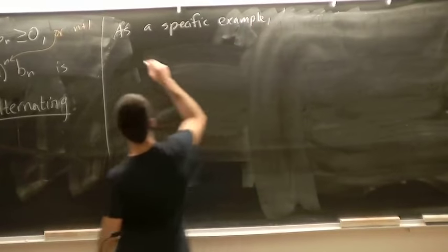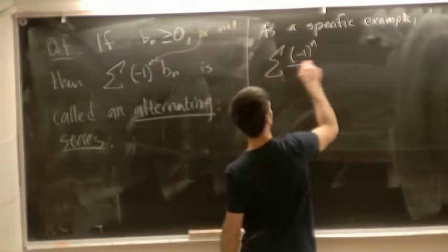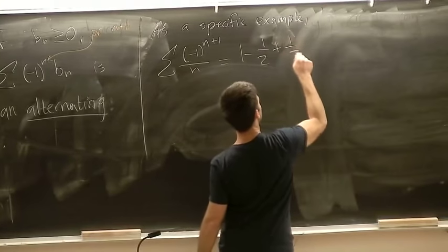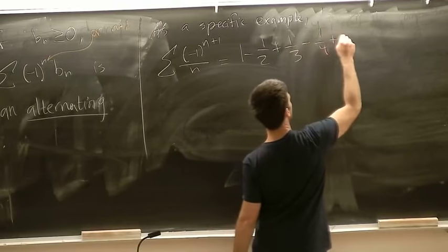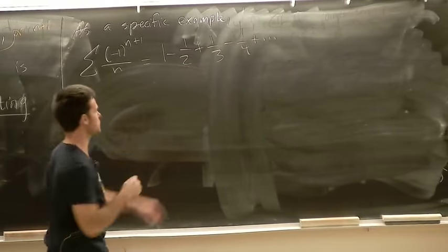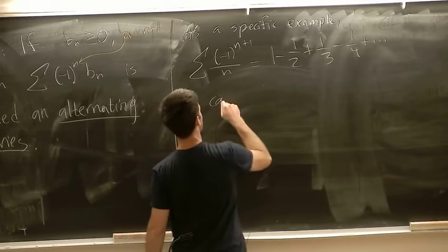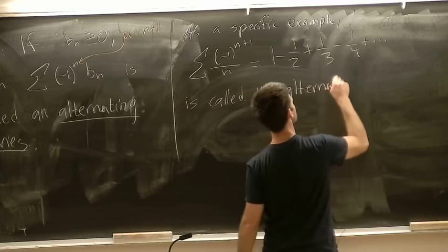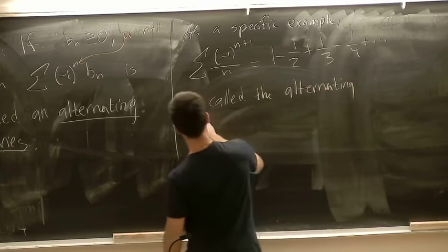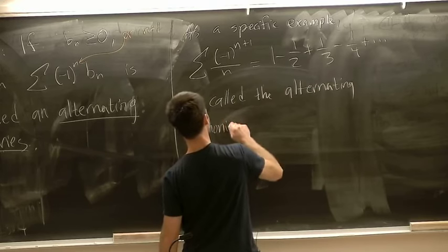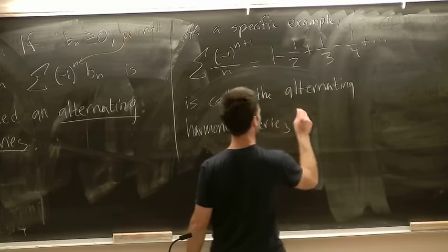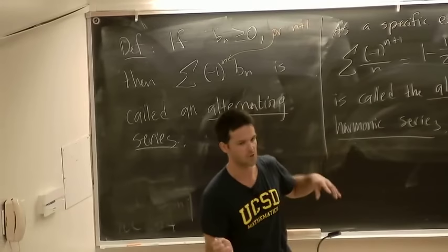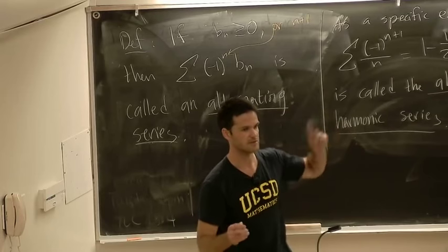As a specific example, the one that I was just doing over there, -1 to the n plus 1 over n, or 1 minus 1/2 plus 1/3 minus 1/4. This one has a special name, which I just told you, but let me write down, is called the alternating harmonic series. It's the same as the harmonic series, except it's alternating, meaning plus, minus, plus, minus, plus, minus.